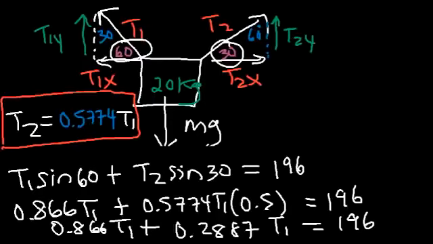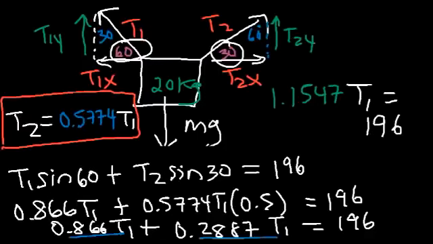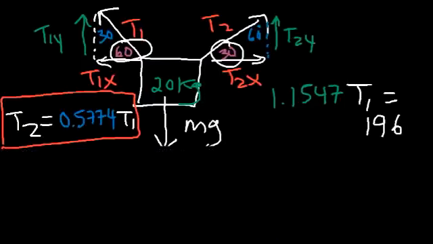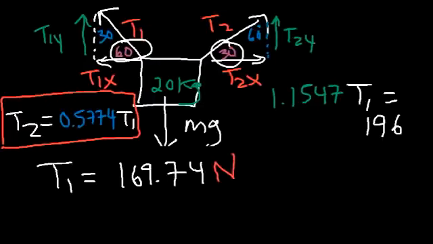So now that we have like terms, we can add 0.866 with 0.2887. So we now have 1.1547 T1 is equal to 196. 196 divided by 1.1547 will give you a T1 value of 169.74. So that's the tension force in the first rope.